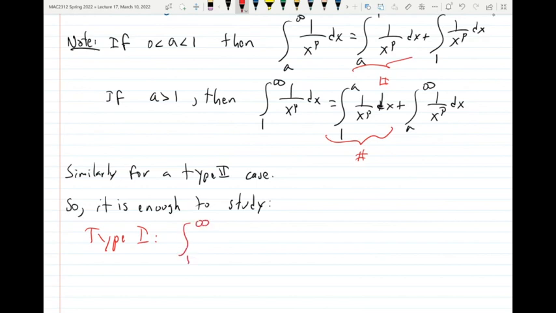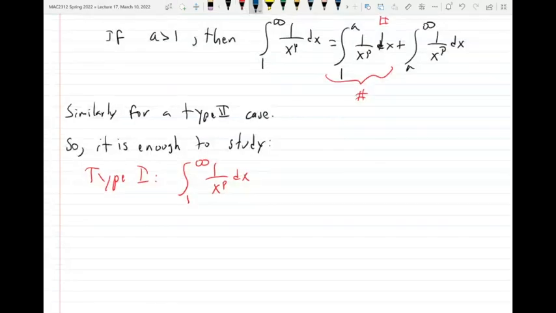It's enough to study the integral from 1 to infinity. And in the type 2 case, it's enough to study the integral from 0 to 1. And that way we get rid of the a. What I mean by this is that whatever we decide for this one will apply if you had an a here, okay? And whatever we decide for the blue one is going to apply if you had an a instead of a 1, okay? Because they have the same behavior.